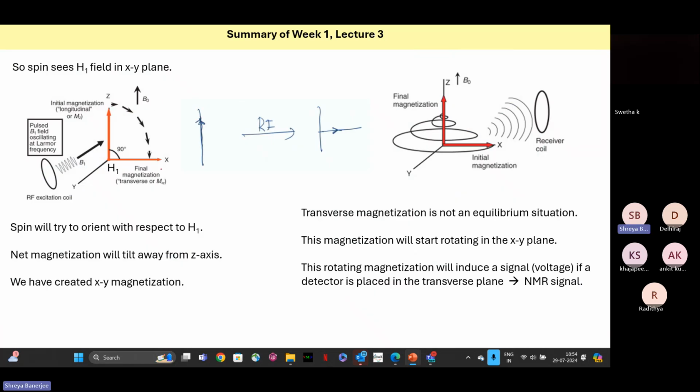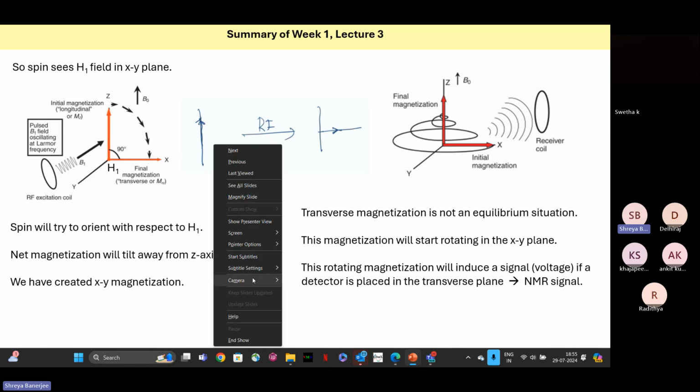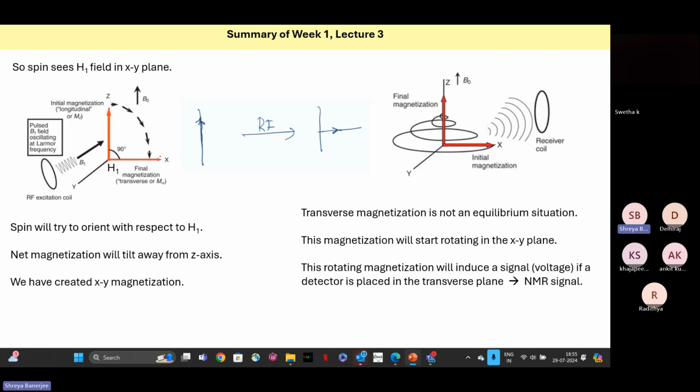However, there is still a magnetic field in the xy plane. Initially, in the absence of B0, the entire magnetization was in the z axis. Now, when B0 is applied, the magnetization in the z axis slowly becomes 0, and the entire magnetization comes along the xy plane. So you can see the final magnetization is in the xy plane. It is not stationary in this plane, but is also moving in a circular motion along the xy plane in a clockwise direction.